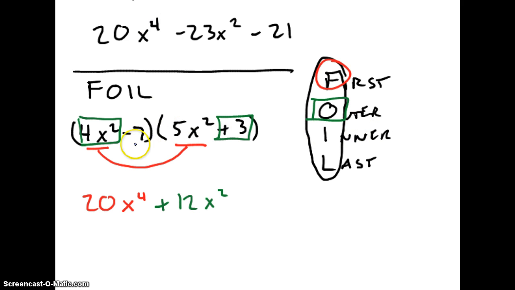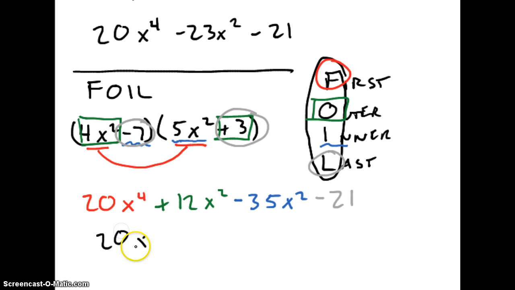I take my inner terms, again, right here. These are my inner terms. Negative 7 times 5x squared. That would be negative 35x squared. And then finally, I take my last terms. This is one of my last terms, and this is my other last term. So my last terms I'm doing in gray, and I get negative 21. And then when I simplify this, I get 20x to the 4th minus 23x squared minus 21.